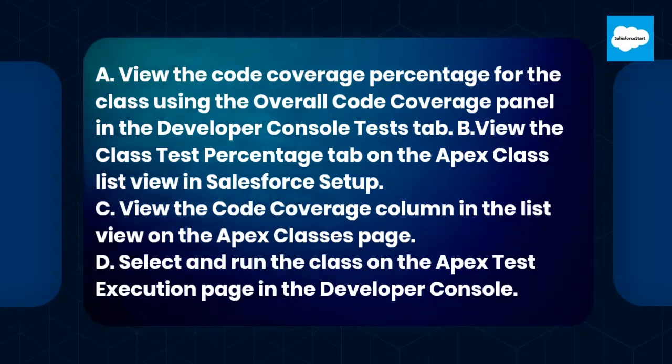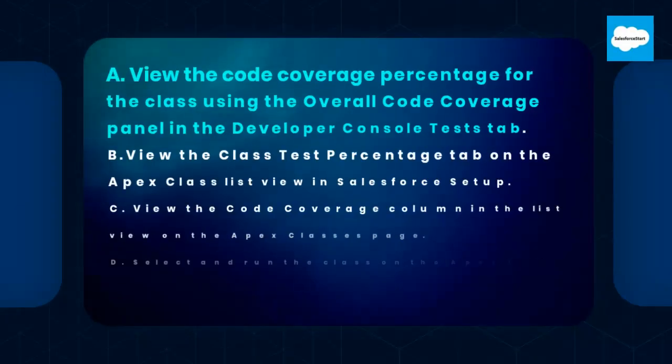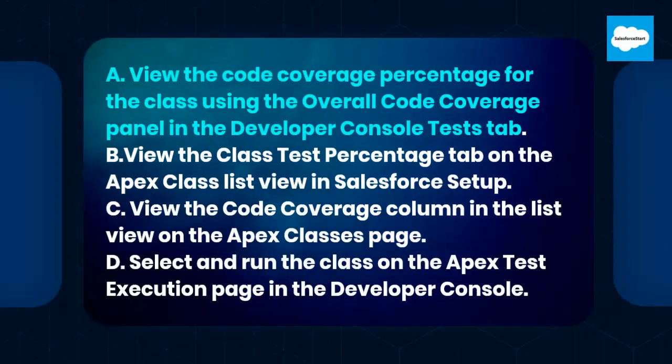C. View the code coverage column in the list view on the Apex classes page. D. Select and run the class on the Apex test execution page in the Developer Console. The answer is option A. View the code coverage percentage for the class using the overall code coverage panel in the Developer Console Tests tab.